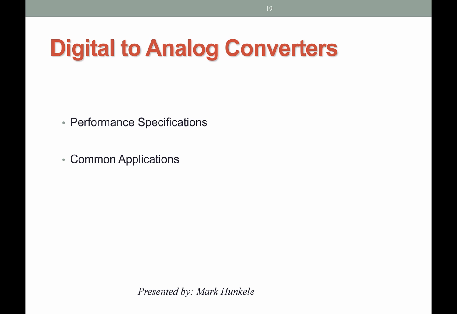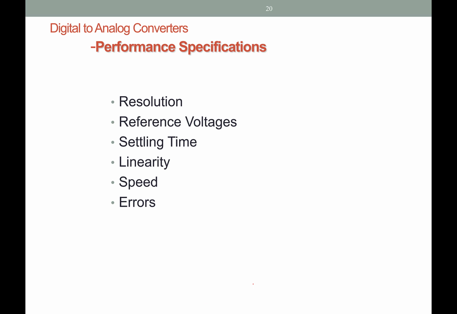Okay, so the next part of this digital to analog converter presentation, we'll talk about some performance specifications and the common applications. I'm taking this from, as you can see, a set of slides that were presented by Mark Hunkele. Okay, so here are some of the performance specifications that we'll talk about: the resolution, reference voltages, settling time, linearity, speed, and errors.